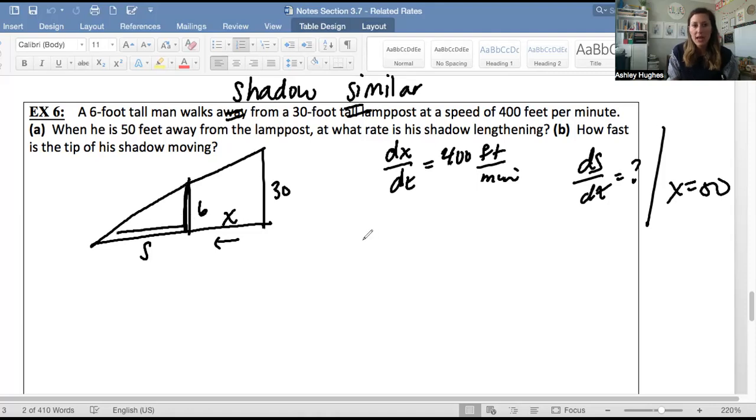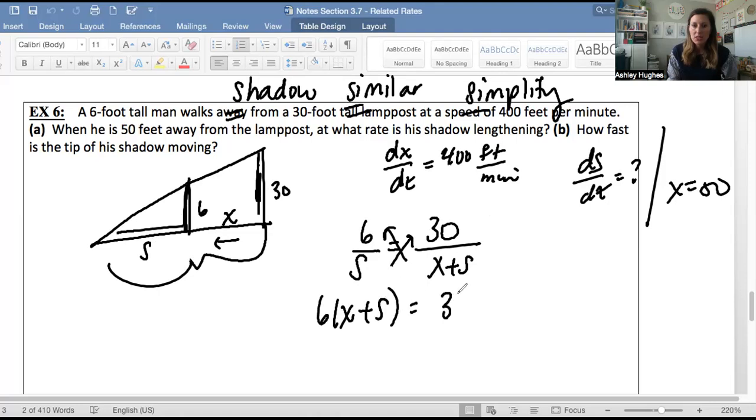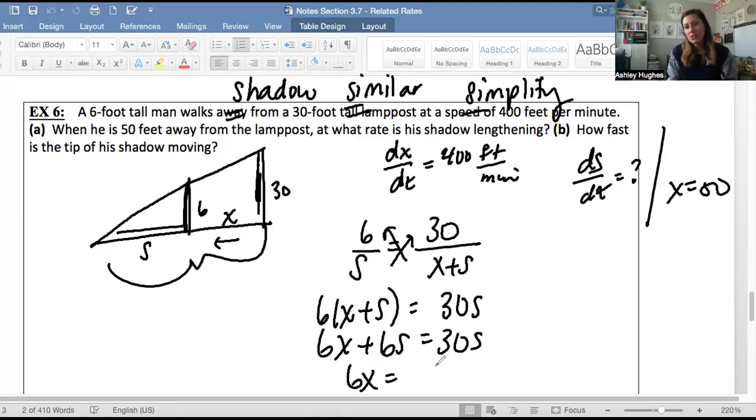So 6 is to S. Make sure your S's don't look like 5s. As 30 is to not x, but x plus s. Then cross multiply and simplify. Shadow, similar, simplify, all these S's. So 6 times x plus s equals 30 times s. 6x plus 6s equals 30s. 6x equals, subtract, so that would be 24s.